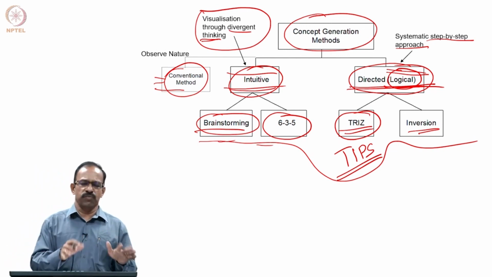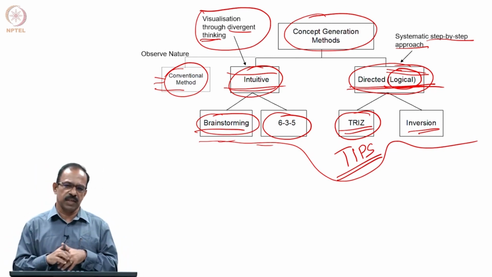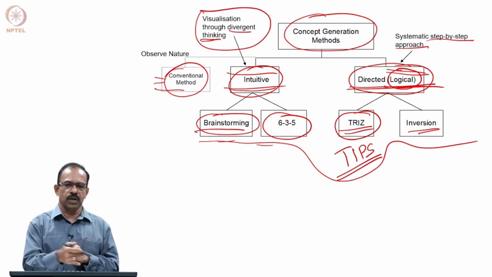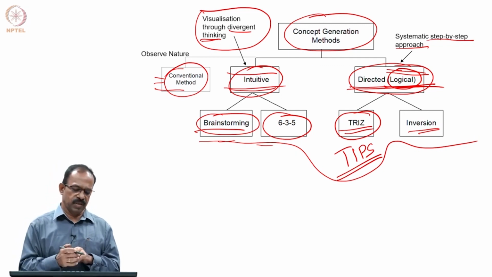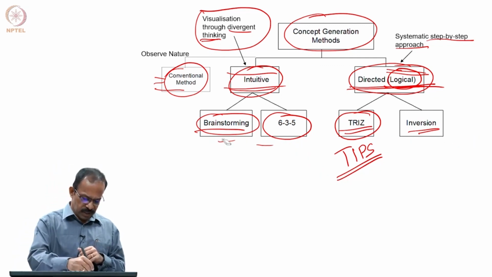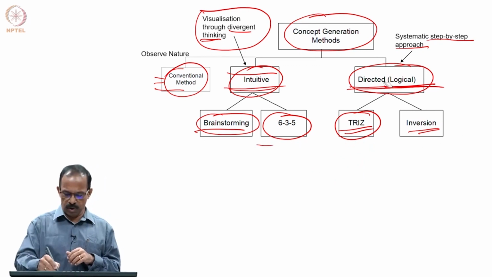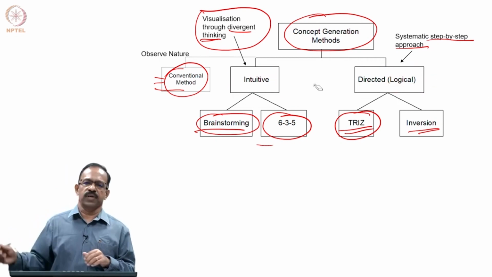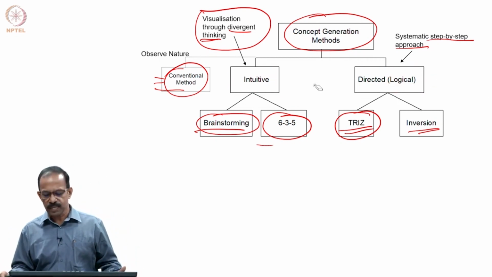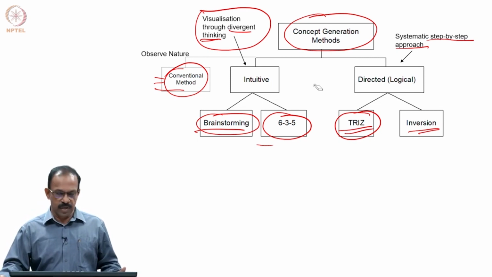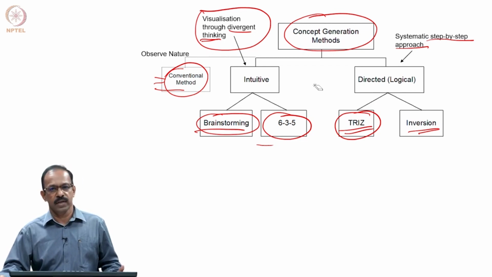As I mentioned, it is not only for design, it can be used for many other applications, but in the product design stage we will be able to use it for concept generation. So, the whole idea of all these methods is to get a large number of ideas to solve a design problem. That is the whole purpose of these methods. We will go one by one through all the methods which can be used for getting solutions.